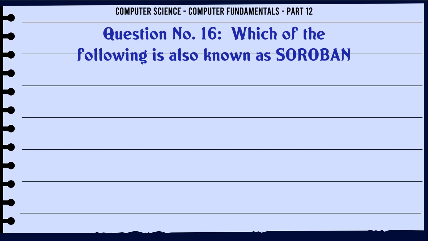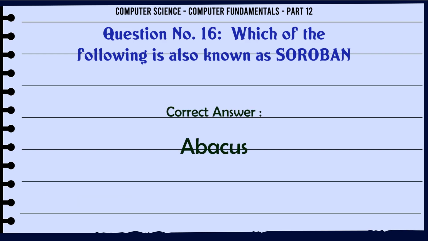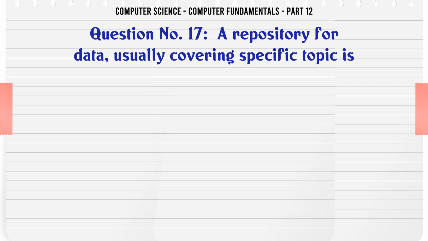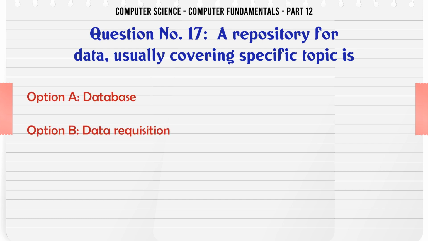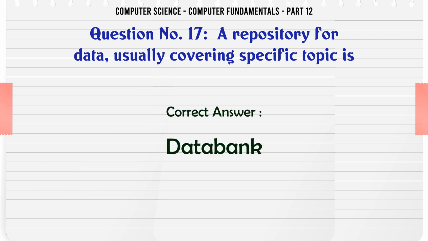Which of the following is also known as SOROBAN? A. ENIAC. B. Abacus. C. EDSAC. D. UNIVAC. The correct answer is Abacus. A repository for data usually covering specific topic is A. Database. B. Data requisition. C. Databank. D. Data collection. The correct answer is databank.